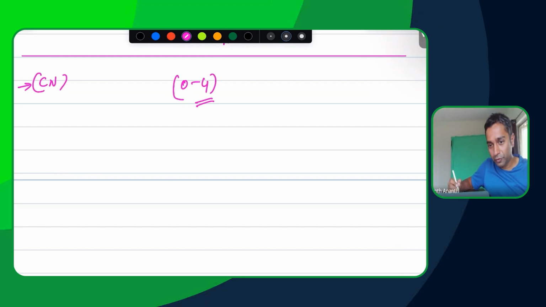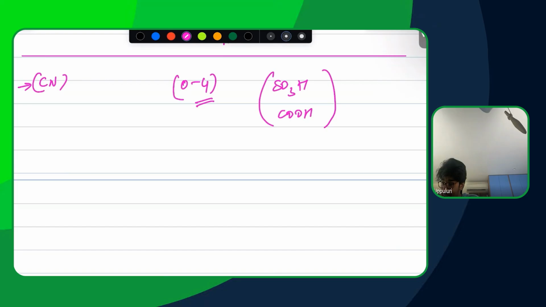Now, the other two are full-fledged acids, sulfonic and carboxylic. So obviously, they are more acidic. Yes, sir. Yeah, they are acidic. The answer is 3 then. Yeah, it's 3. How could you get it wrong then?